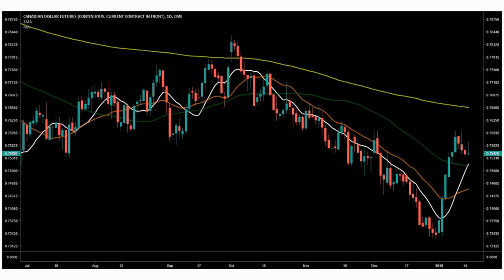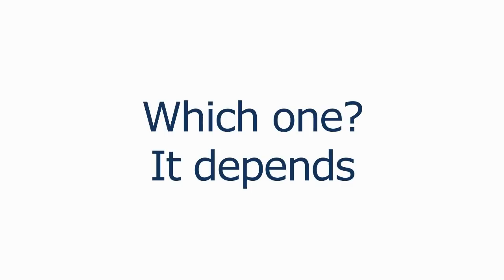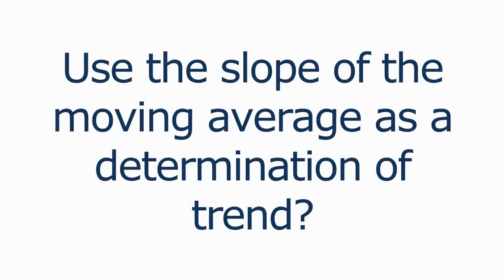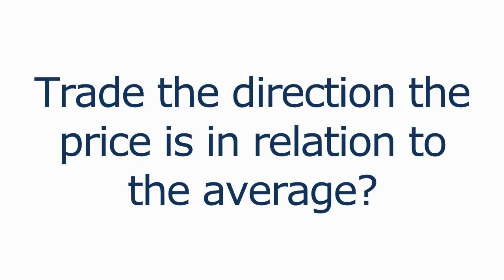Here's how you find the trend direction. These charts have 4 moving averages applied to them, from a short-term average to a longer-term one. The one you would use to determine trend is going to depend on the type of trader that you are. So to determine trend direction, you're going to use the slope of the average as a determination, or trade the direction the price is in relation to the average. So if it's above the average, you're only looking for long trades.